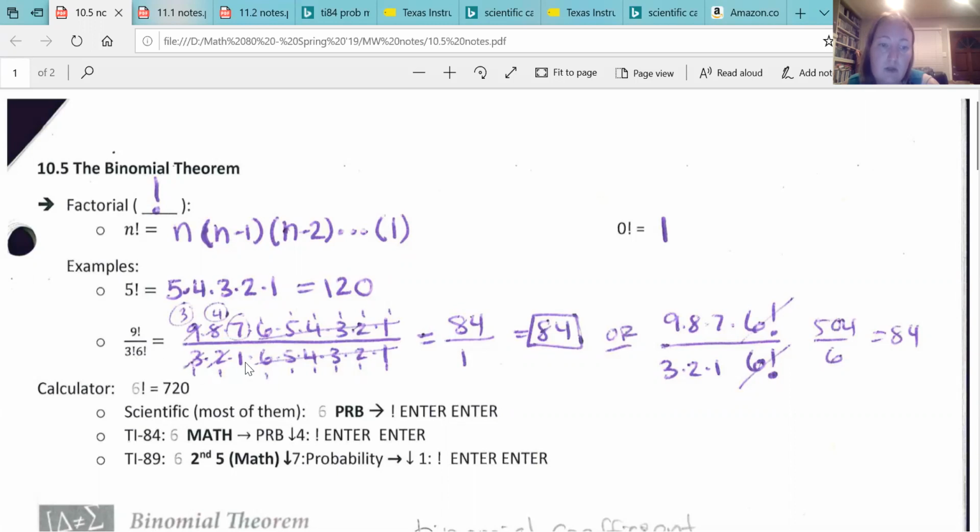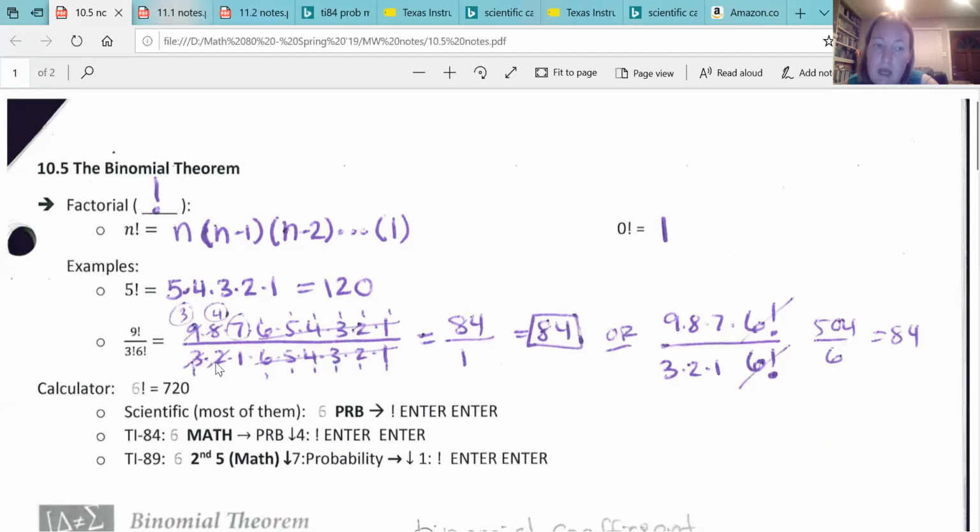3 factorial is 3 times 2 times 1. 6 factorial is 6 times 5 times 4 times 3 times 2 times 1. But instead of having your calculator figure out the whole value of this, you could recognize that from 6 all the way to 1 is going to cancel out with this 6 all the way to 1 factors. And you can even reduce further.